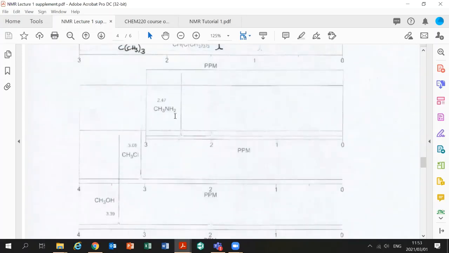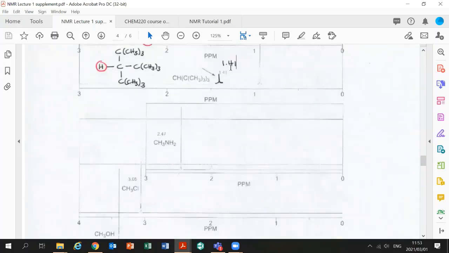But look at this resonance. This is 2.47. And here I have a nitrogen next to my protons. So the nitrogen is bonded to the carbon where the protons are. And nitrogen is much more electronegative than carbon. And if nitrogen is much more electronegative than carbon, can you see the effect? Instead of a 1.41, I'm getting a 2.47.